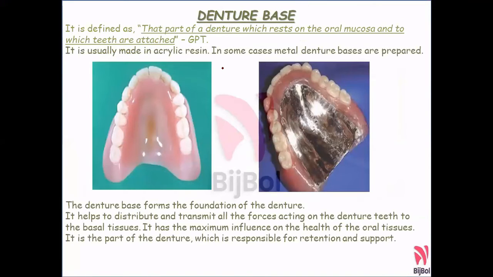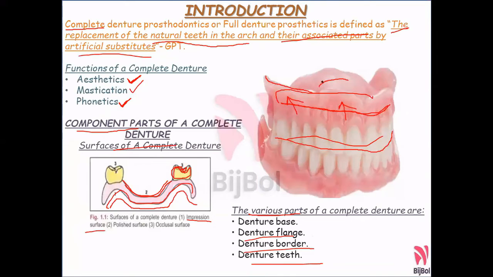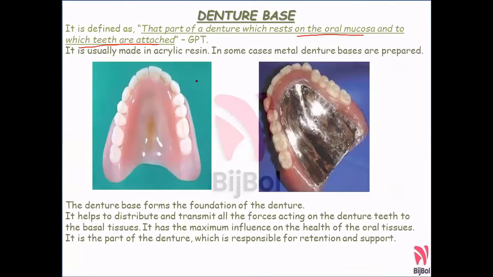Coming to the denture base, it is that part of the denture that rests on the oral mucosa and to which the teeth are attached. So this part is the denture base part. It will rest on the oral mucosa. It is usually made of acrylic resin. In some cases, metal denture bases are also prepared. Now you tell me what would be the advantages and disadvantages of each of them.